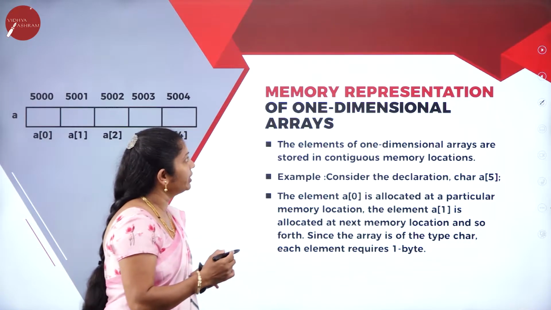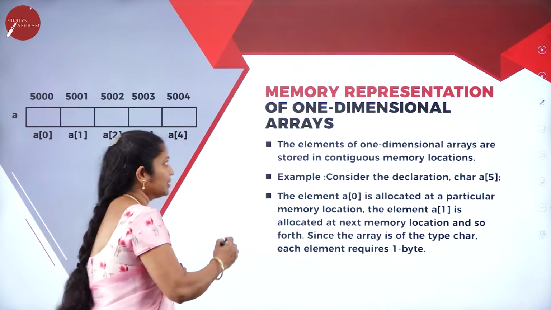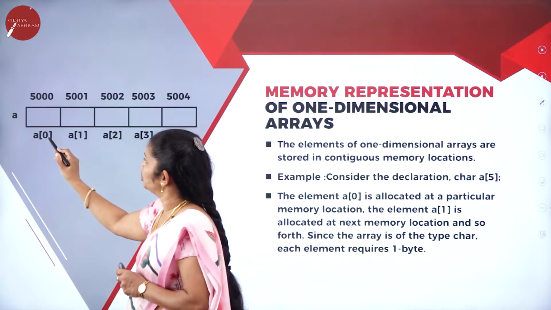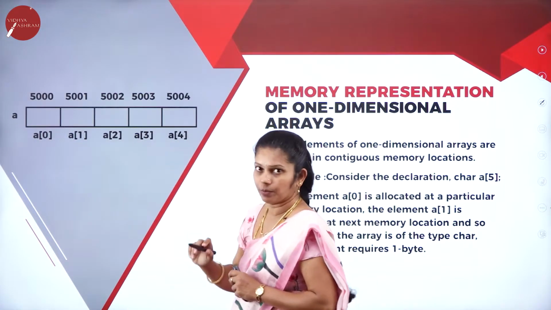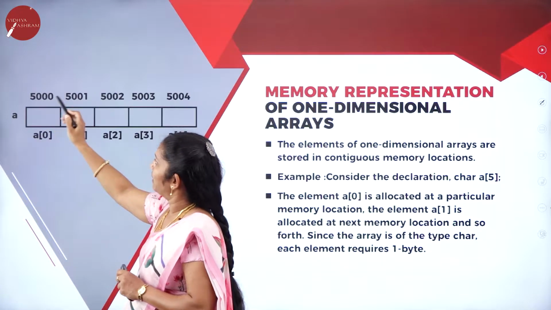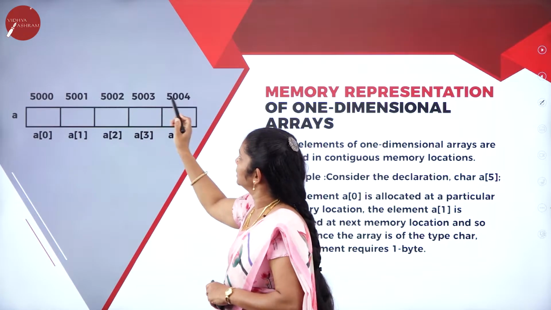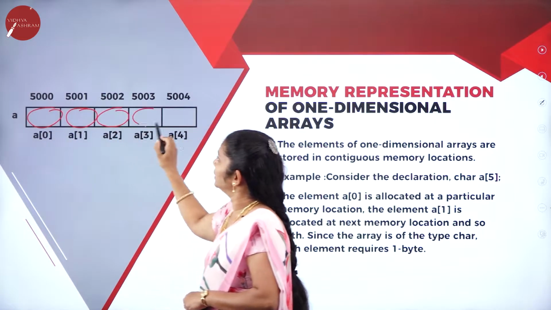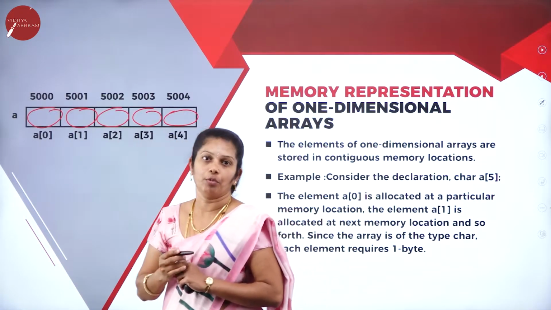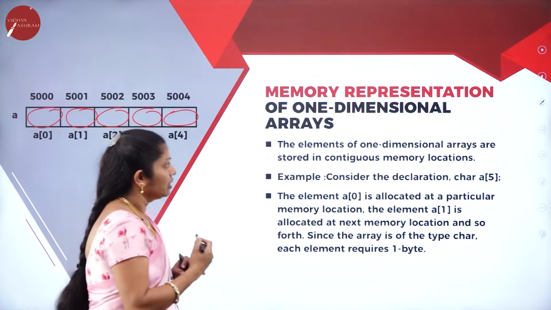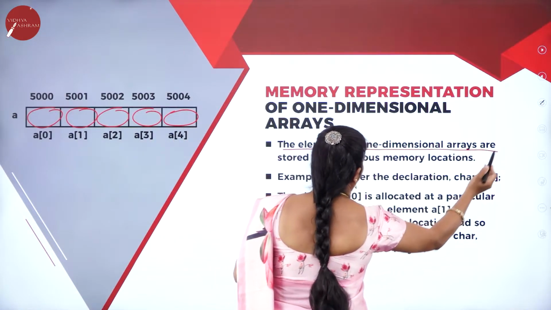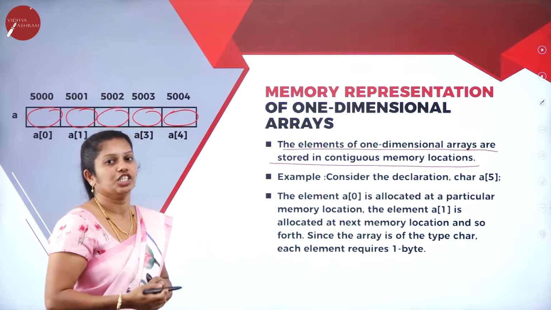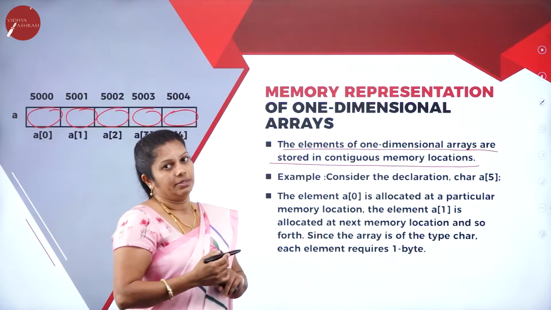When we come to the memory representation of a one-dimensional array, what happens? We have continuous memory locations. For example, the first element position is 0, then 1, 2, 3, 4. In the memory, it may be 5000, 5001, 5002, 5003, 5004. It means that here we are going to store the elements. The elements of a one-dimensional array are stored in contiguous memory locations. That means all the elements are stored in continuous memory locations.